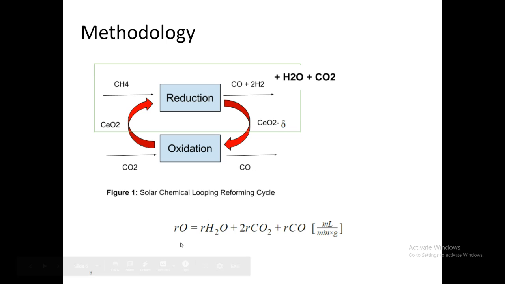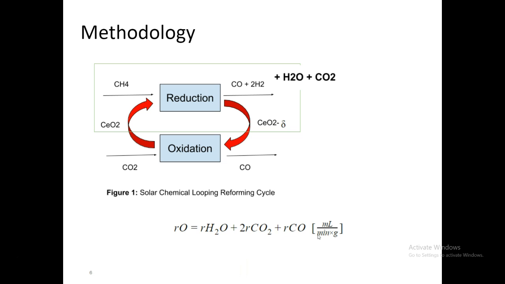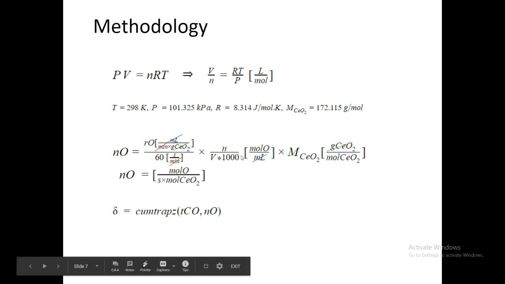So this means that RO is the rate of water plus 2 times the rate of carbon dioxide plus the rate of carbon monoxide. And of course, the units are in milliliters per minute per gram, because it's a flow rate, and this is the usual unit that we use. So once we have the flow rate of oxygen atoms inside the reaction, we can go ahead and convert it to moles per moles of the desired units.